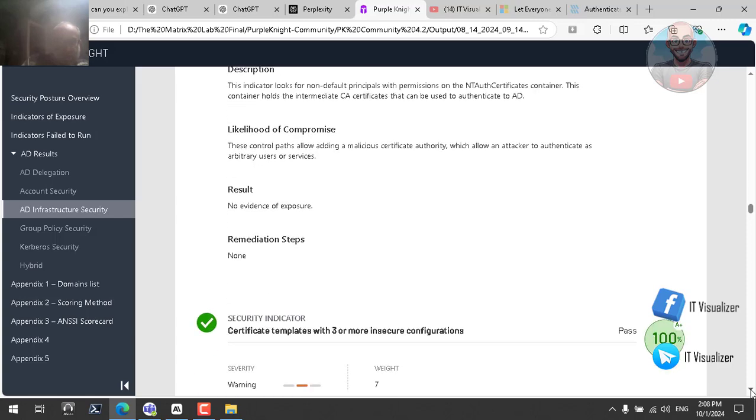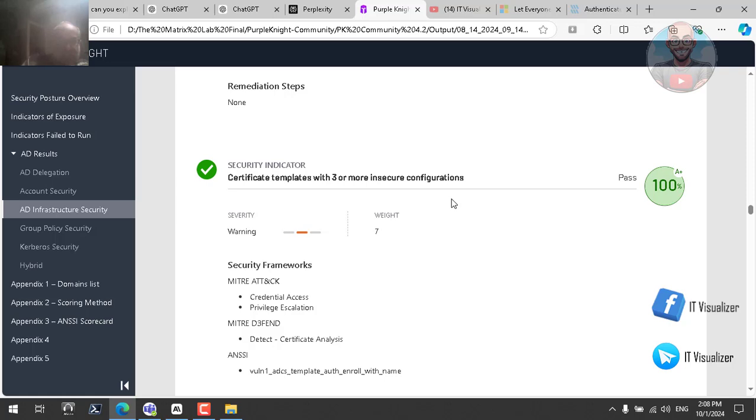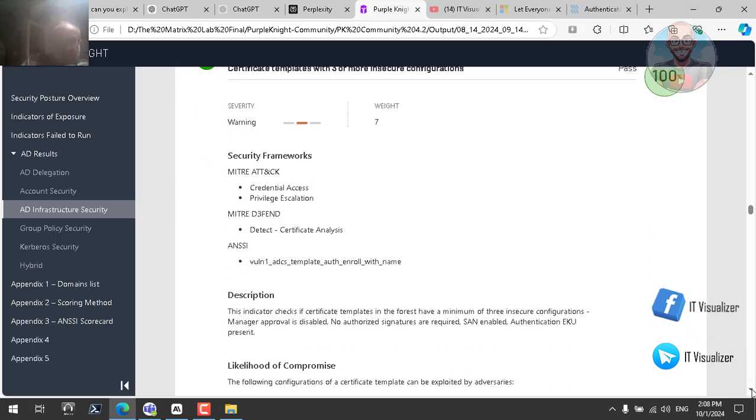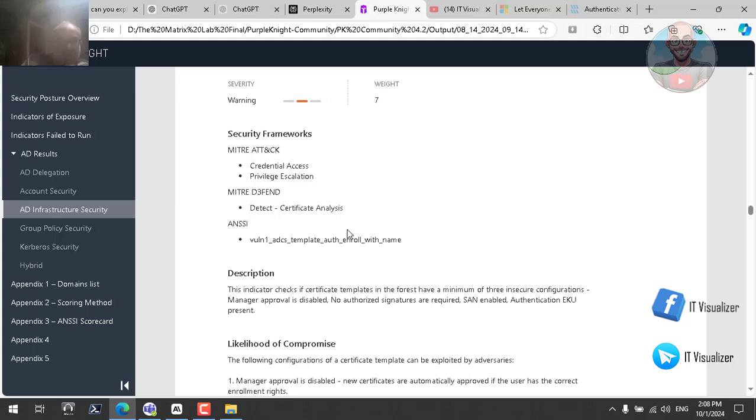If we go to the next one, which is certificate templates with 3 or more insecure configurations. So here it is checking the certificate templates in the container to see if there is any misconfiguration. It is looking for 4 things in any certificate template, or especially in 3 certificate templates: manager approval is disabled, no authorized signatures are required, SAN enabled, authentication EKU present. So if any one of these 4 options is enabled on any certificate template on the certificate server, then we have an issue here.